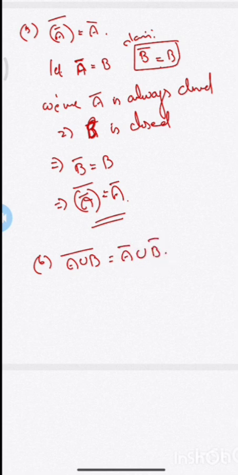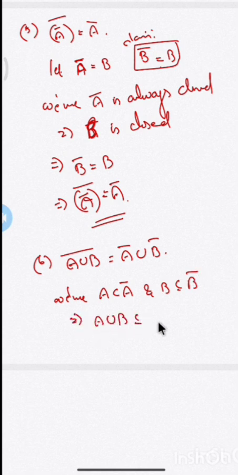Okay. Let us prove the contains and contained implications. We have every set is contained in its closure. So A is always contained in A closure and B is always contained in B closure, which implies A union B will be contained in A closure union B closure. And also we know that the closure of a set is always closed. Therefore A closure is a closed set and B closure is a closed set.